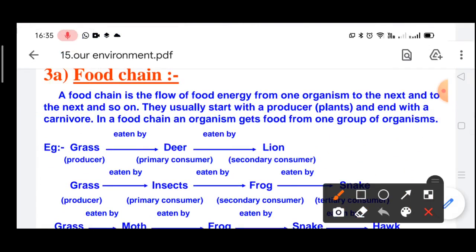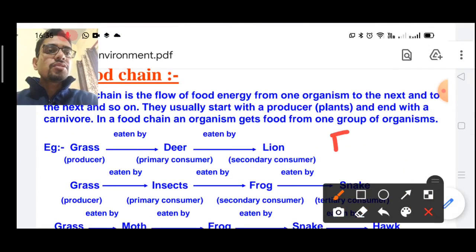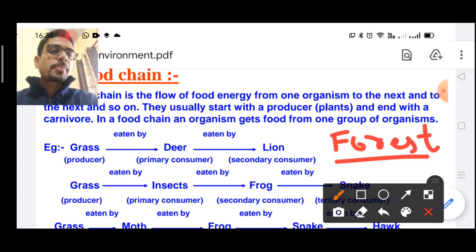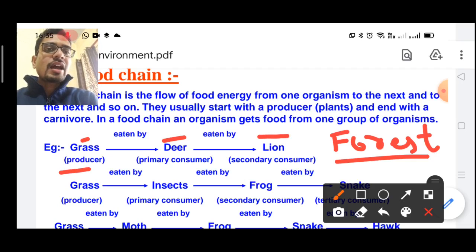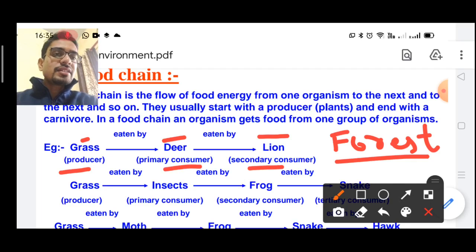Look at here, forest. In a forest ecosystem, what will be the food chain? See, grass is eaten by deer and deer is eaten by lion. This is a three trophic level food chain, and you can easily know that grass is the producer, deer is the primary consumer, and lion is the secondary consumer.